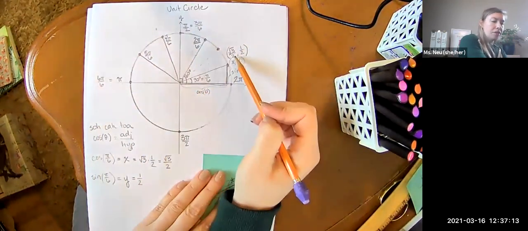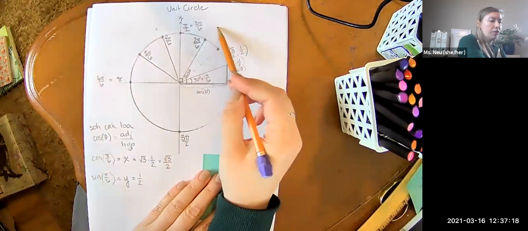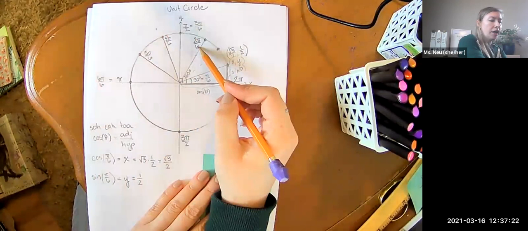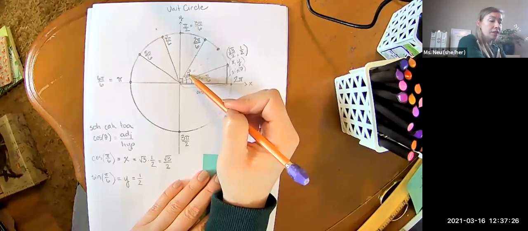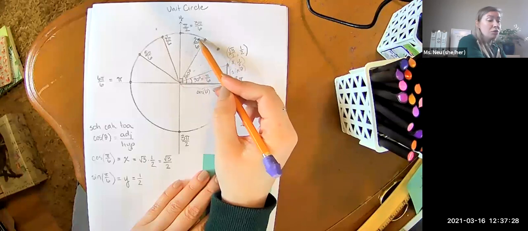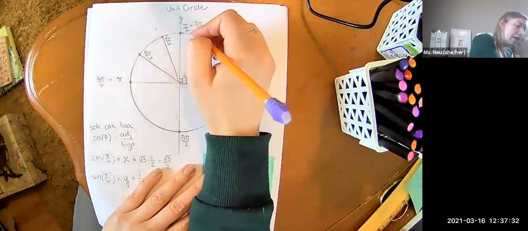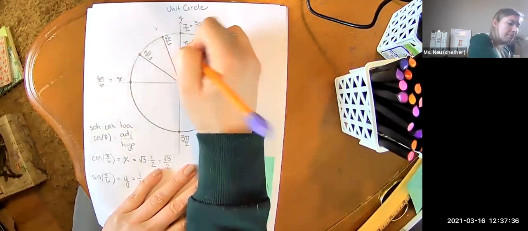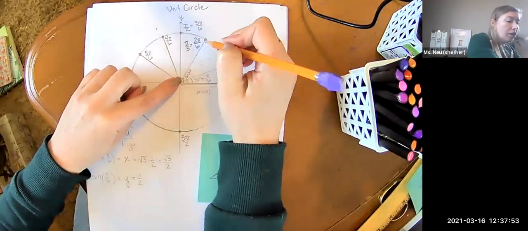And what I'm going to ask you to do is find all the coordinates of each one of those points. All right, so let's look at 2 pi over 6, also known as 60 degrees. 2 pi over 6 is also known as pi over 3, because I can reduce that fraction. Right? So again, we're going to look at this triangle.